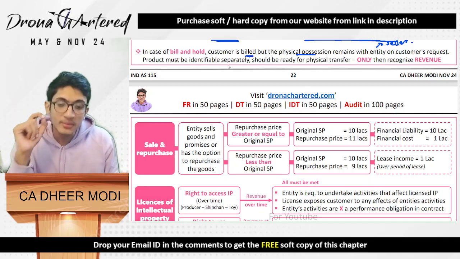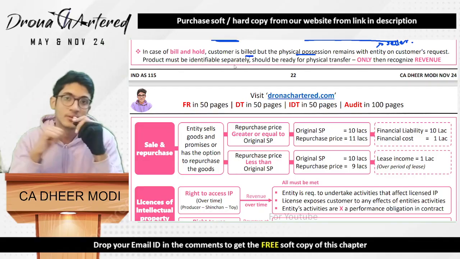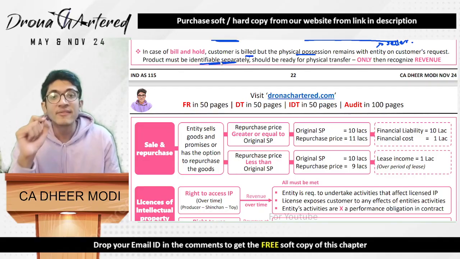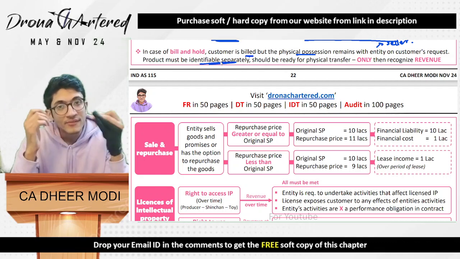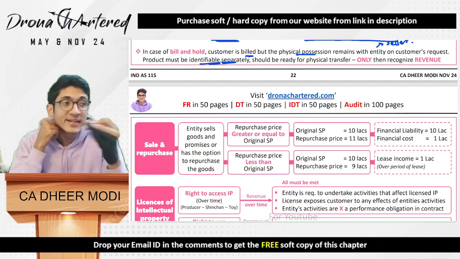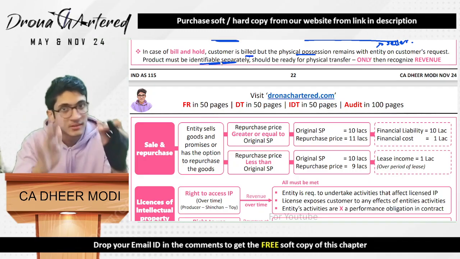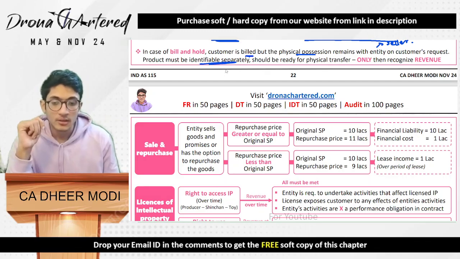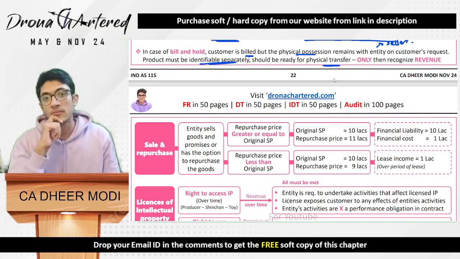The product must be identifiable separately because I have specified, "Boss, I want this horse." Therefore, this is a separately identifiable product. I have not told them, "Boss, I just want a fridge," because fridges are replaceable. I can take any of the 10 fridges of the same brand, same specification, same model, everything. But a horse is specific, it is separately identifiable and it is ready for physical transfer.